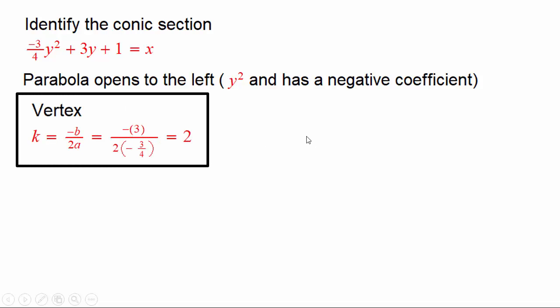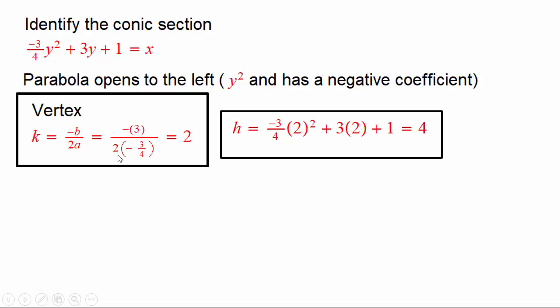To find the vertex, we have to find the h, k. The h is for the x coordinate and the k for the y coordinate. Because it's y squared, we're going to find k equals -b over 2a, or you can complete squares. And once you do that, you get k equals 2. Take the k equals 2 for the y coordinate and plug it into the original equation. So you're going to have the x coordinate, which is our h: -3/4 times 2 squared, plus 3 times 2, plus 1, which will give you 4. You can check that for yourself. So we have the vertex. Our vertex is going to be x coordinate is 4 and y coordinate is 2.